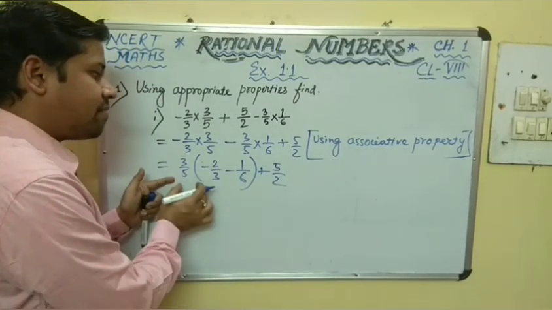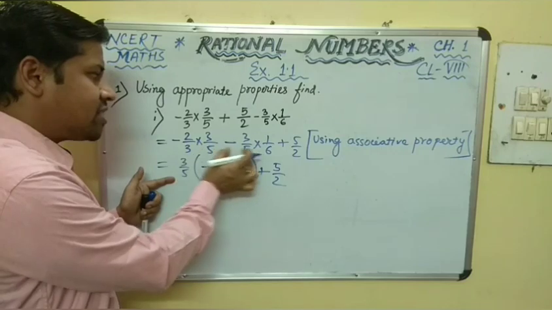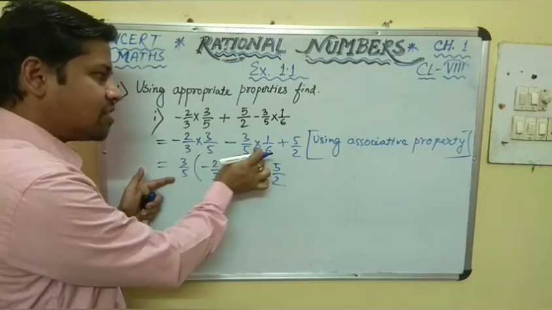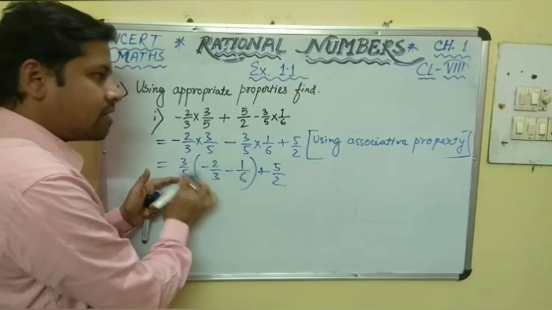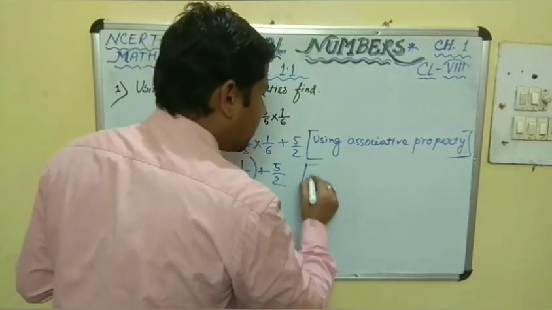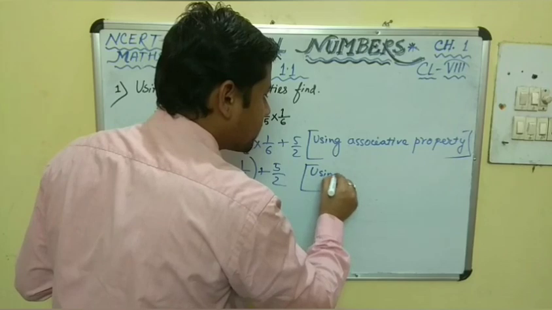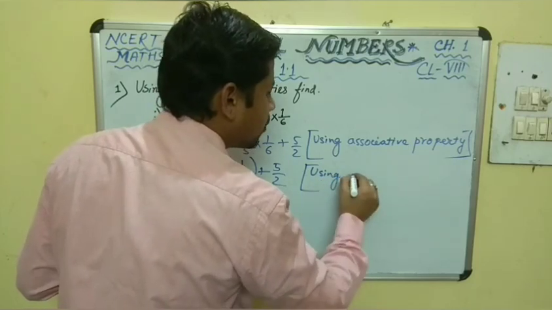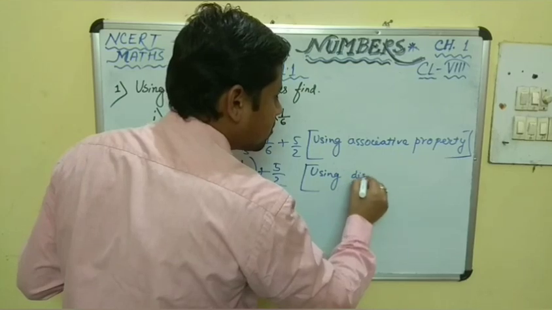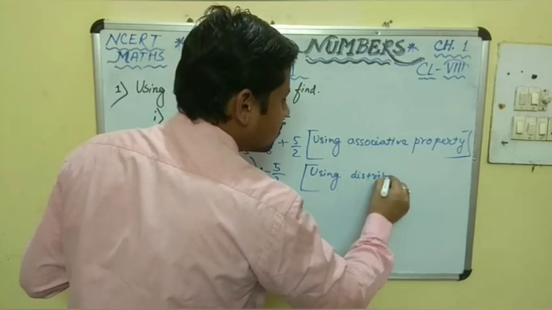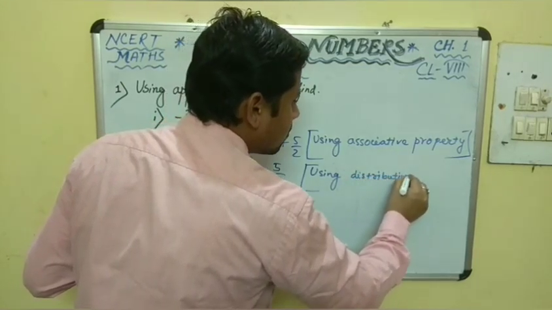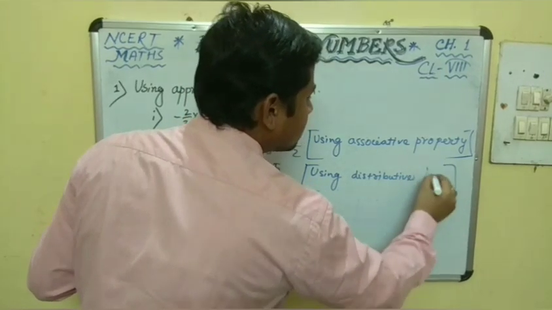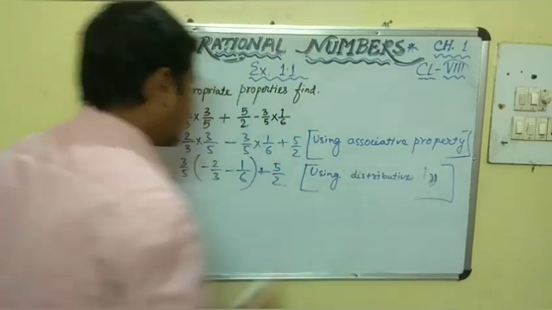I am taking 3 by 5 because 3 by 5 is distributed here already, this into this and this into this. So we are taking 3 by 5 as common. So the property we are using here is the distributive property. I am writing this one. You see that this is a property.